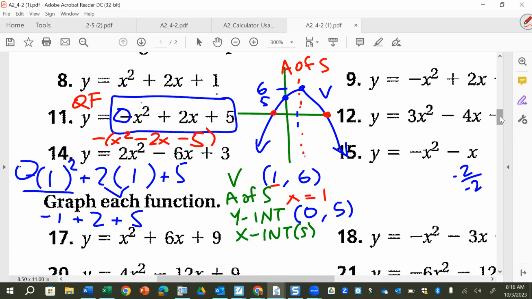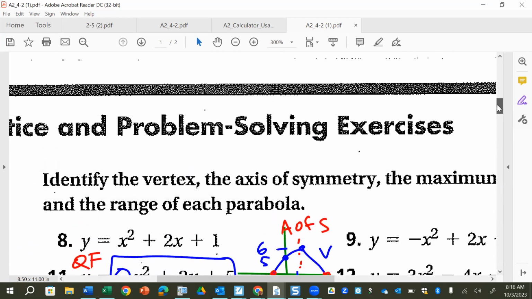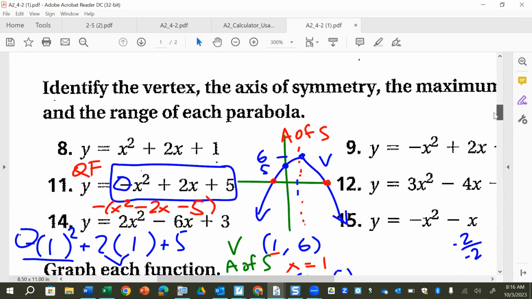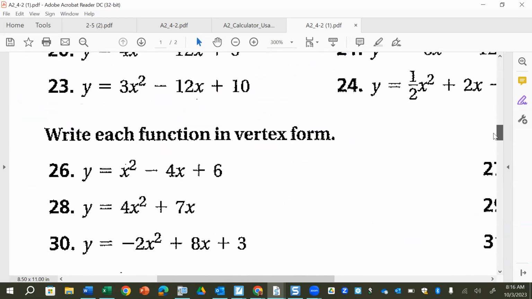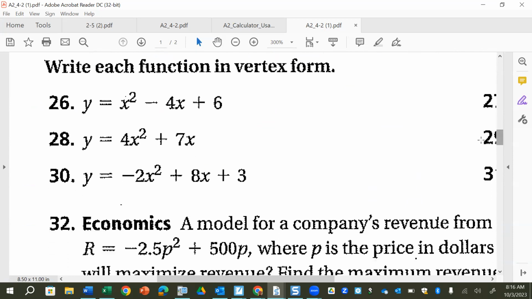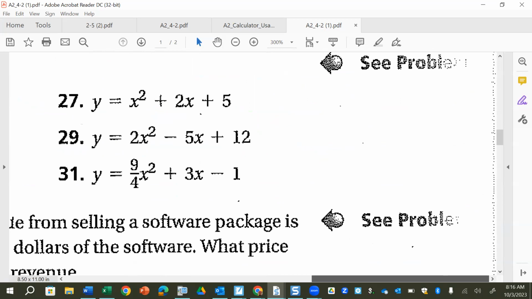Boom. So that's a good problem to review and a quiz type problem. All right. Anything different? Anything else? Do one more? Number 27. It's like the one we just had.